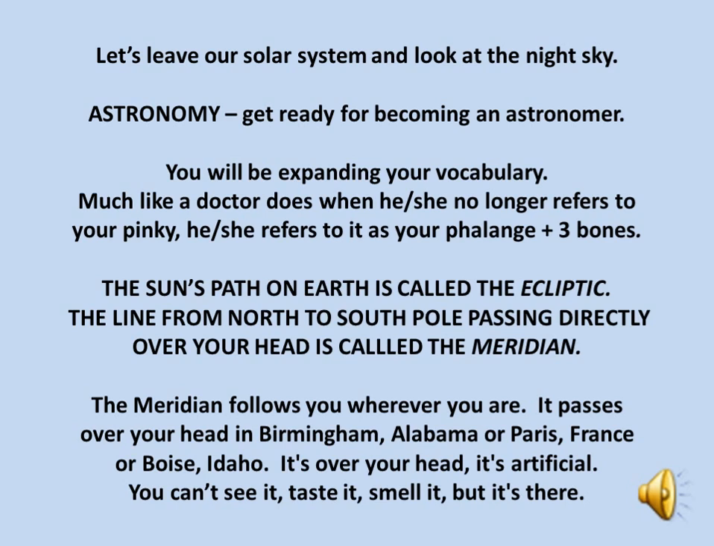Now, the ecliptic is really a way that astronomers define the Earth's path reflected by the Sun. And the meridian is an artificial line drawn from the south to the North Pole that passes over your head regardless of where you are on Earth.